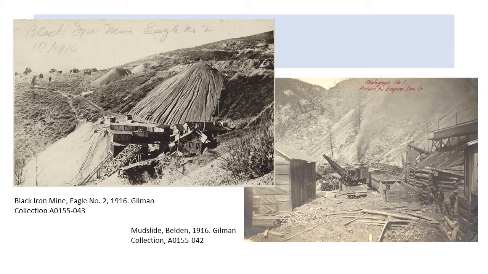So on the right side here, you see one of the mudslides in the town of Belden in 1916, and there's some people preparing to dig out. And if you look in the middle ground, there are two rectangular cars or boxes, and these are railroad cars that have been half buried by the resulting debris flow, and they're working on digging out the railroad tracks and these cars.